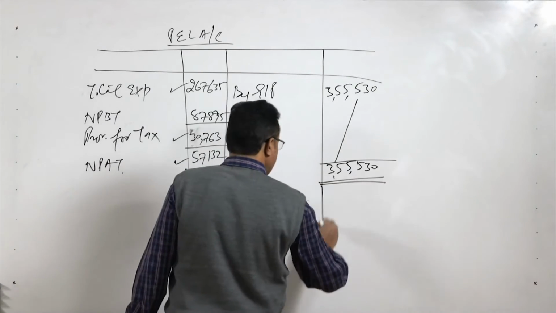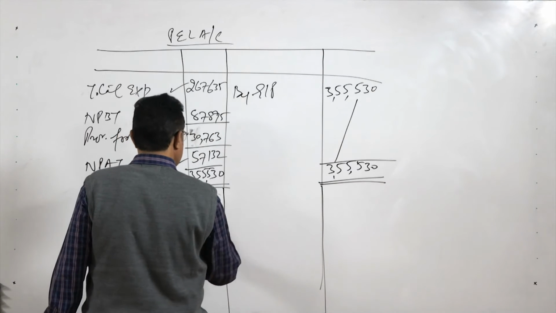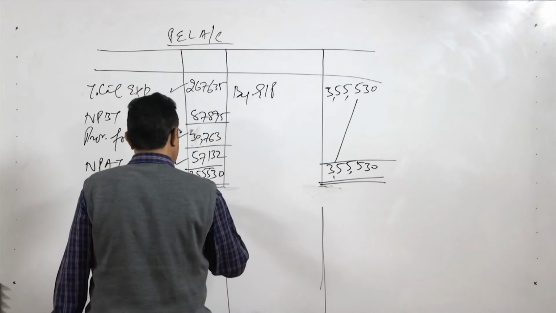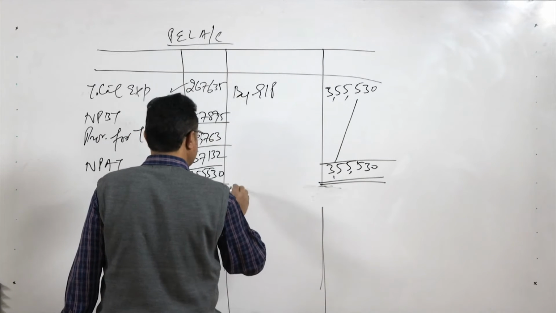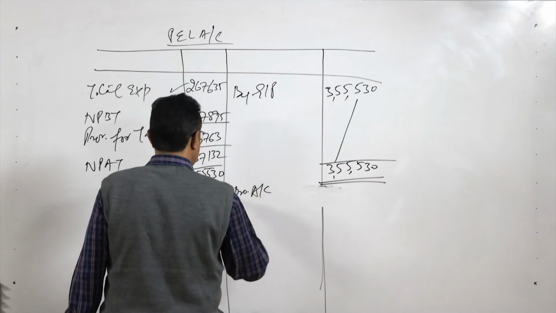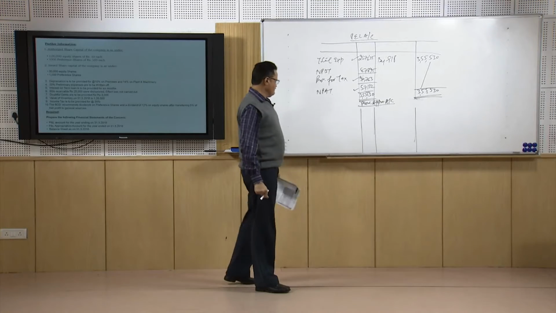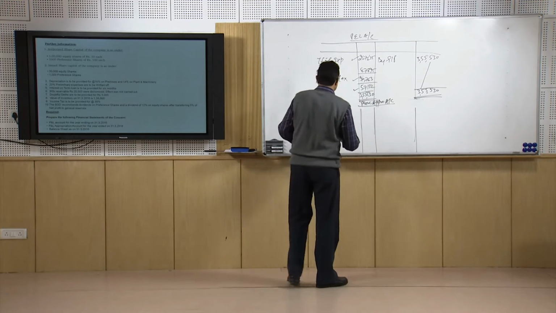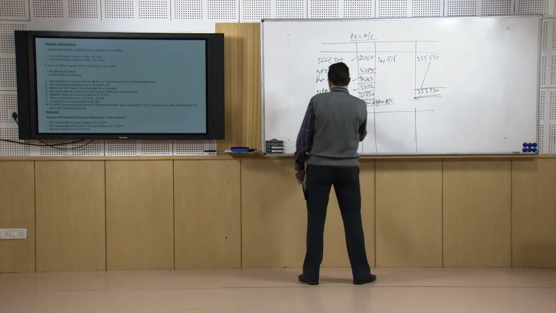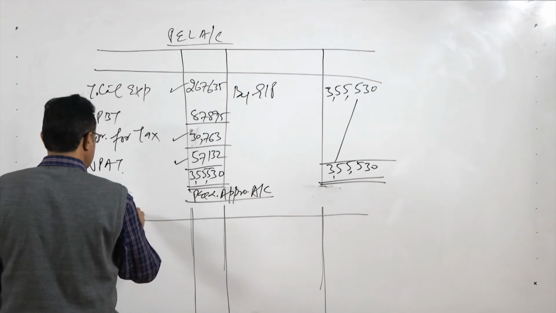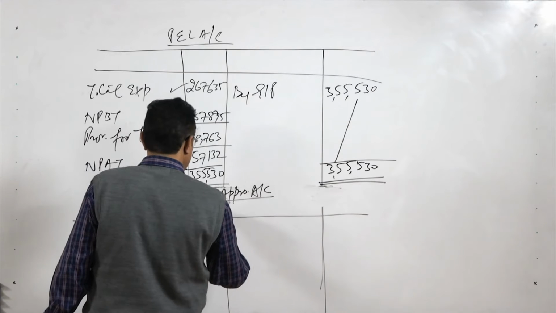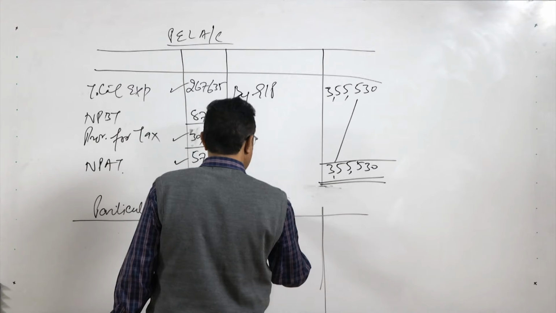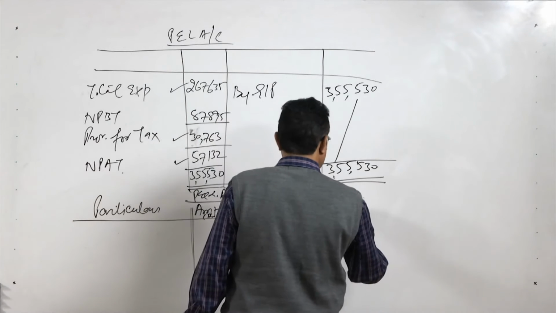Now we will move further to prepare the profit and loss appropriation account. This account we are preparing for the first time. We will have the same columns here, particulars and amount, as we have for the profit and loss account. This is the debit side, and this is again particulars and amount, the credit side.